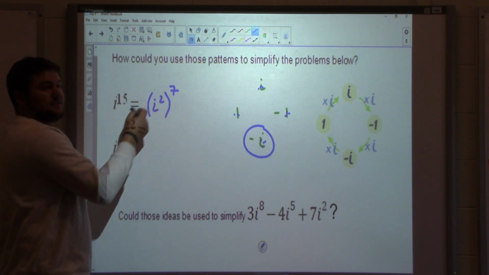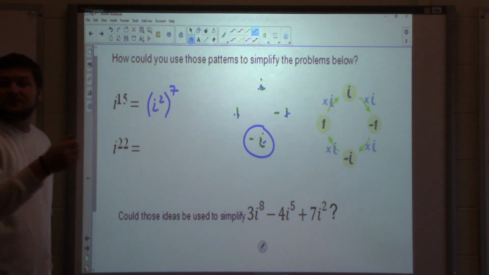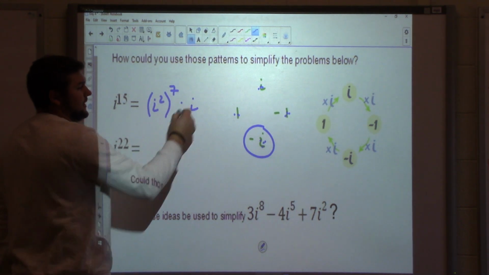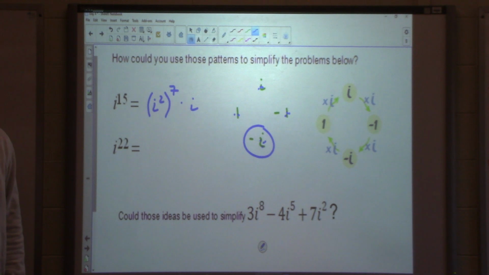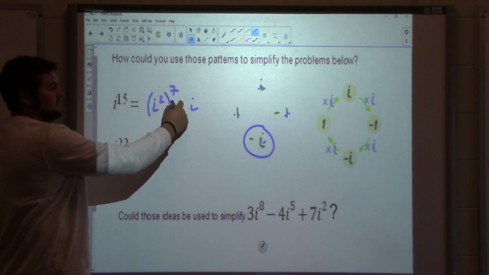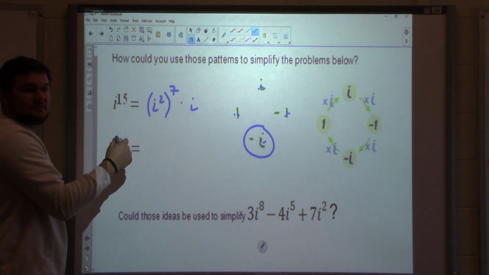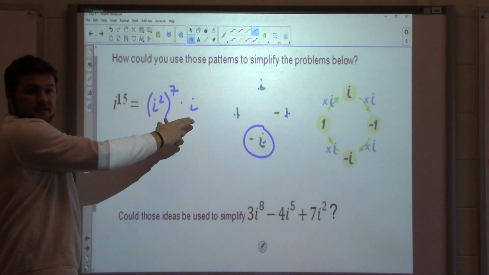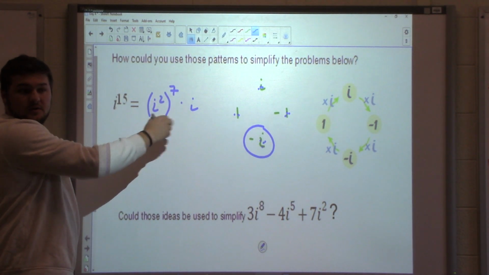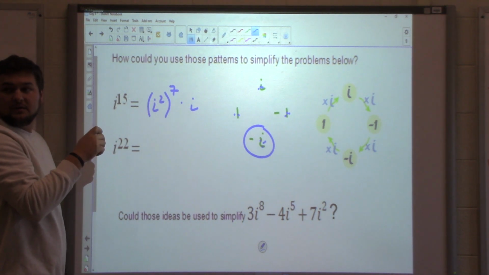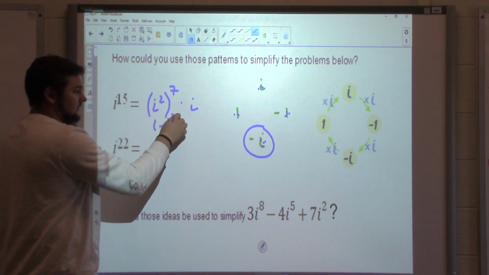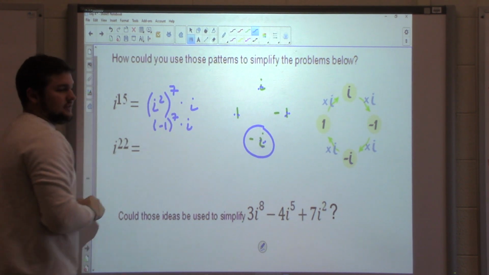Does that get me to 15 though? No, that only gets me to 14. So to get to 15, I would multiply by 1 more i. This is i squared to the 7th times i, which gives me i to the 15. Does that make sense where that comes from? We all understand that? Okay. i squared equals what? Negative 1. So I'm going to make that negative 1 to the 7th times i.